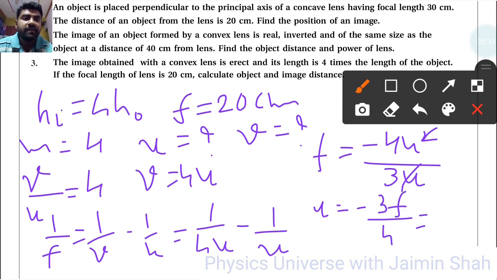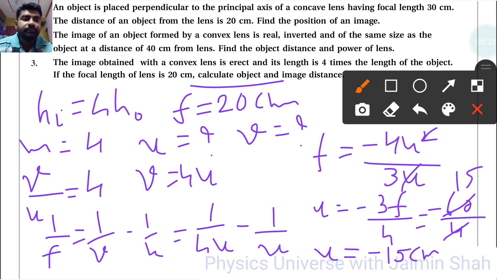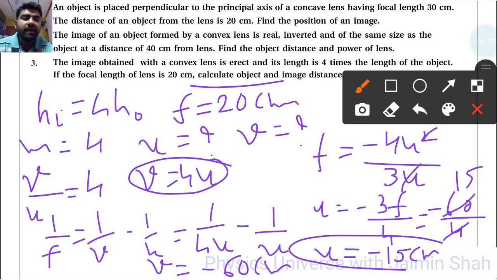So minus 3 into f, that is 20, so minus 60 upon 4. So u is equal to minus 15 centimeter. So that is the object distance. Now the image distance: v is equal to 4 times u, so that means 60 centimeter. So u is equal to minus 15 centimeter and v is equal to 60 centimeter. So that is the object distance and image distance respectively.